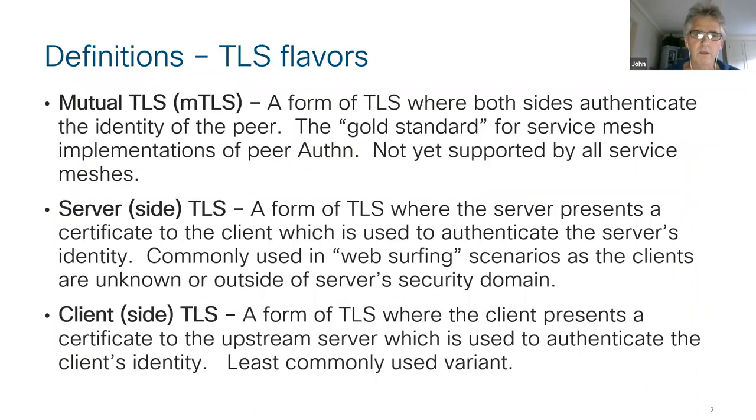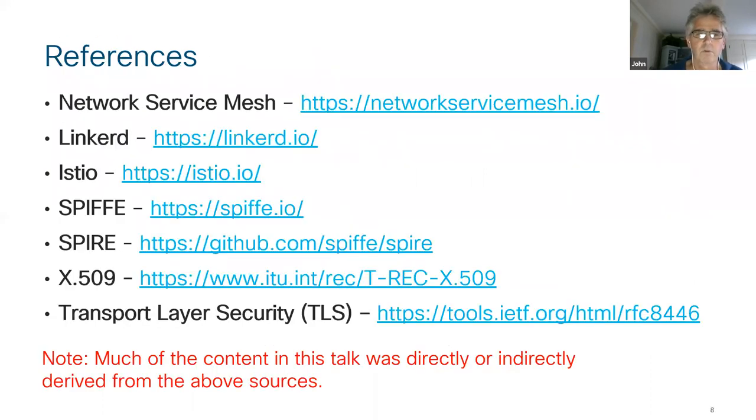So when we talk about service meshes, there are a couple of TLS flavors we should talk about, and I've listed them here. Mutual TLS is the gold standard. That's what most service meshes seem to be trying to get to, but not all of them are there yet. Then there's server-side TLS, where the server presents a certificate that the client can authenticate, but not the other way around. And some meshes even support client TLS, where the client presents a certificate and the server doesn't present its identity. The encryption is obviously good, but both sides aren't authenticated from an identity perspective.